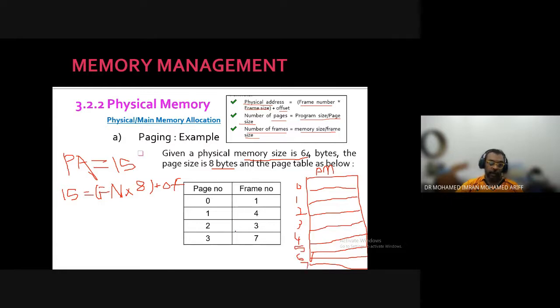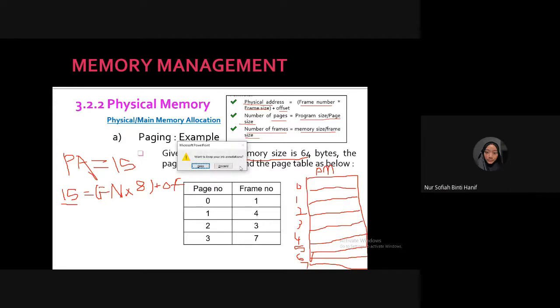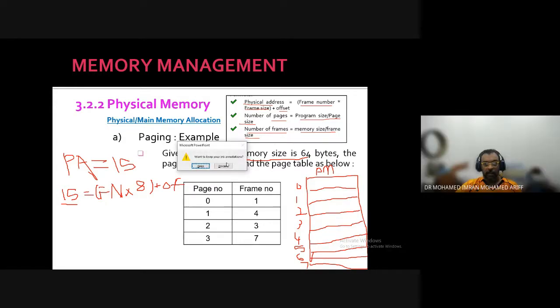All right. So now, physical address 15. Where is physical address 15 here? Is it in the first location? Is it in location 0, or location 1, or location 2? Where is it, Sophia? If each of these boxes has size 8, 8, 8, 8, where is it? Please somebody answer. In 1. Good. It's in 1.